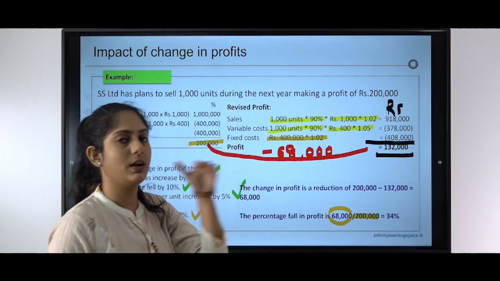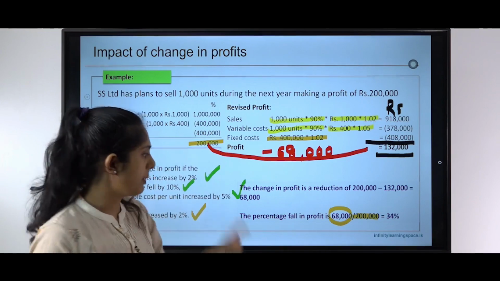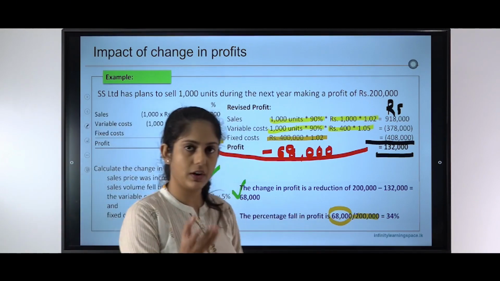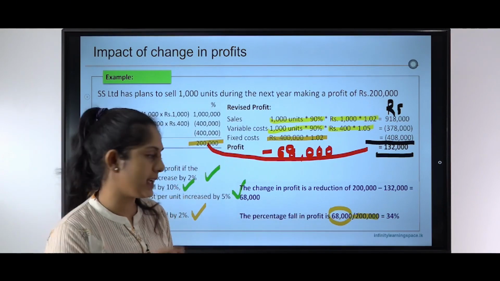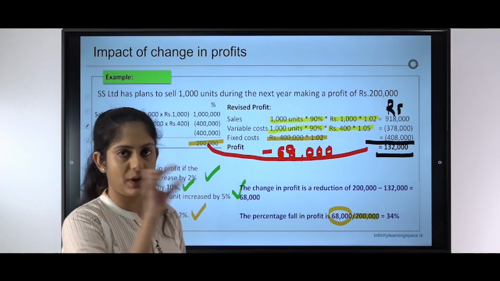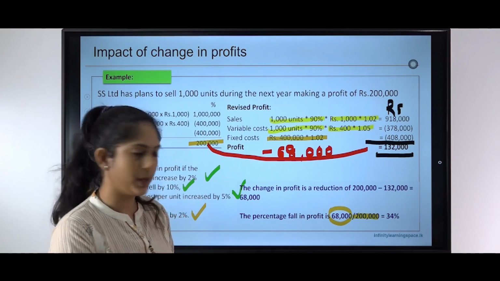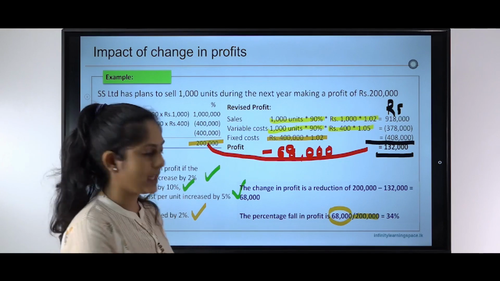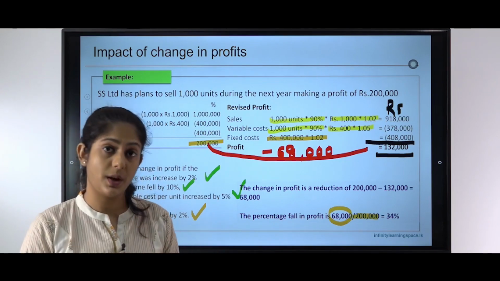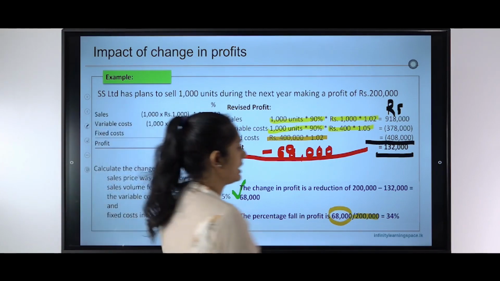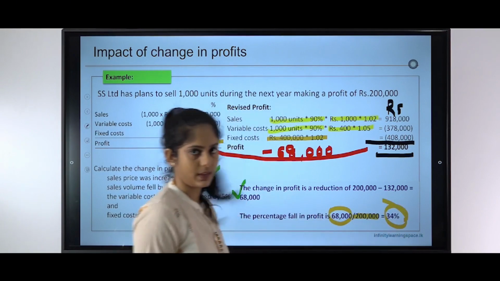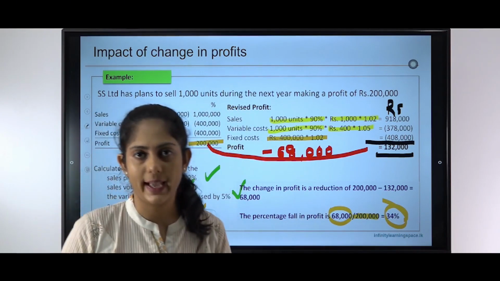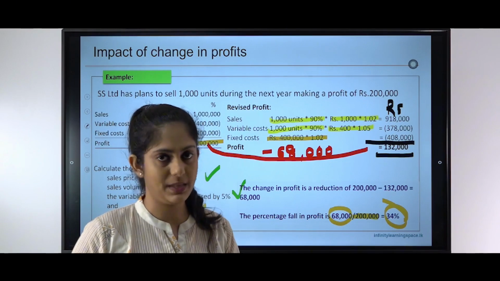From 200,000 it has dropped. So from 200,000, that's why your lower number is called the denominator. The number on top is the numerator, the bottom is the denominator. So the denominator is 200,000, and your percentage change is 34%, right? So this is how you calculate a percentage change in profits.